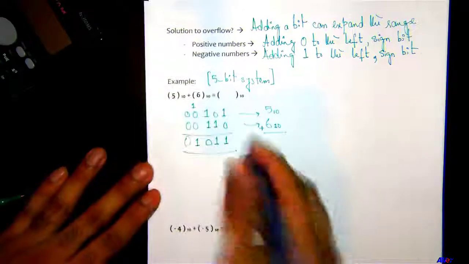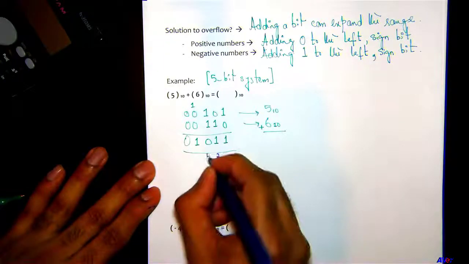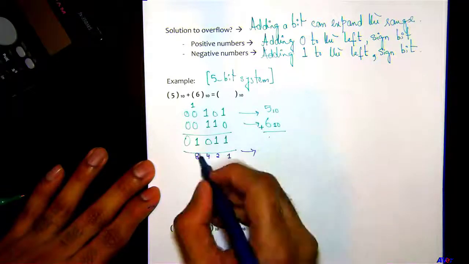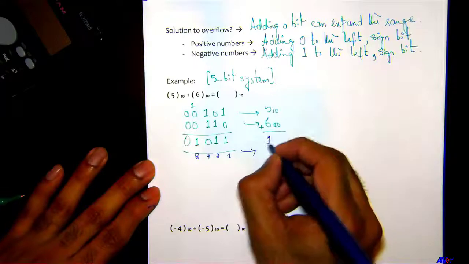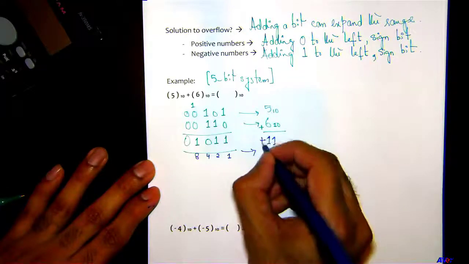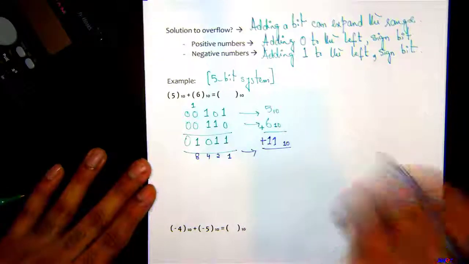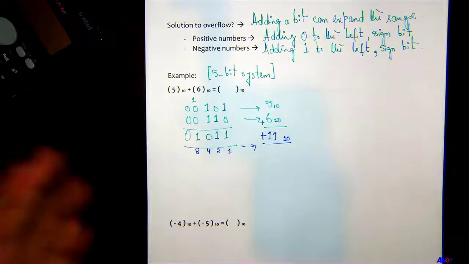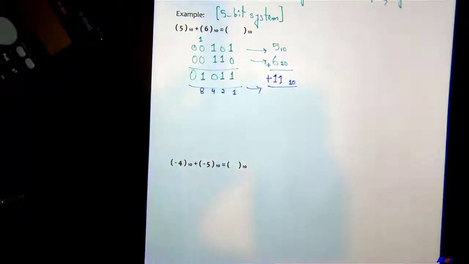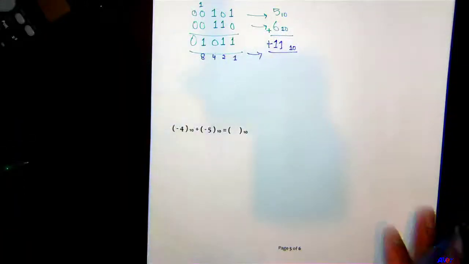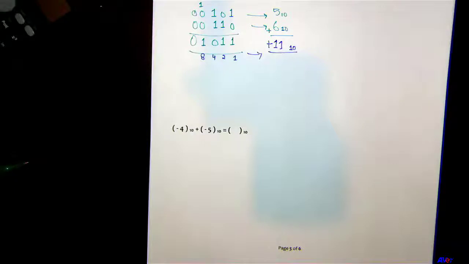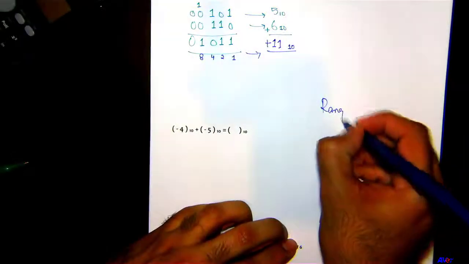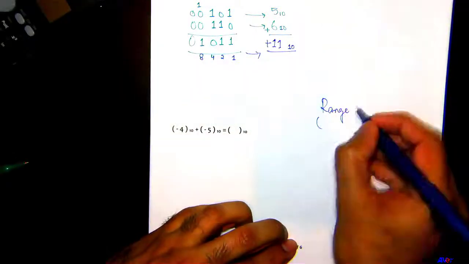And let's look at the individual weight of these bits: 1, 2, 4, 8. When we add these, we get what? 8 plus 2, 10. 10 plus 1 is 11, a positive value. Okay, so we were able to avoid the overflow this time, whereas we could not do it with a 4-bit system. Let's do another example. It's actually the same example. -4 plus -5. By the way, what is going to be the range for a 5-bit system?